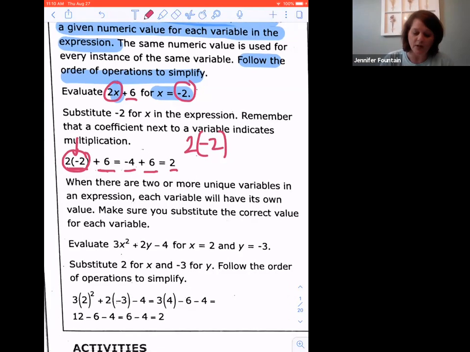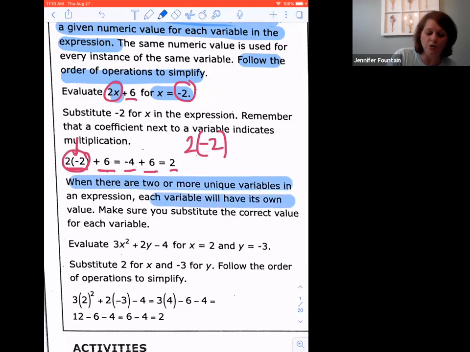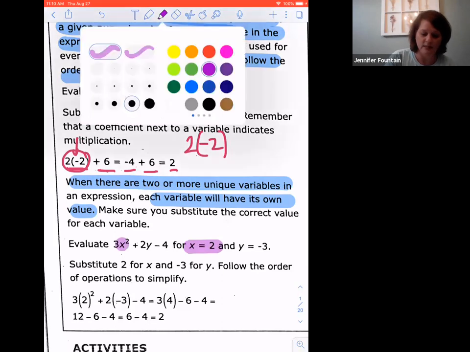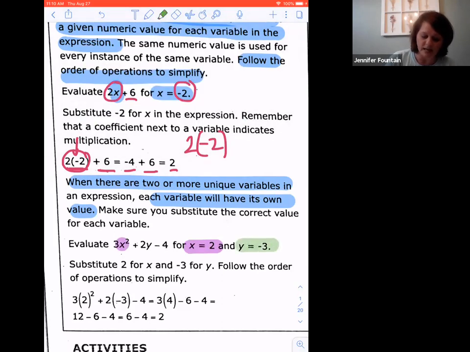Okay, now it says when there are 2 or more unique variables, meaning that they are different, each variable will have its own value. So when you substitute, you want to make sure you put the correct number in the correct location. Here, if x equals 2, then right there I'm going to substitute 2 for x. If y equals -3, I'm plugging in -3 there. Let's take a look. Again, I'm plugging in 2, so they put that in parentheses. I'm plugging in -3 right here, so it is in parentheses.